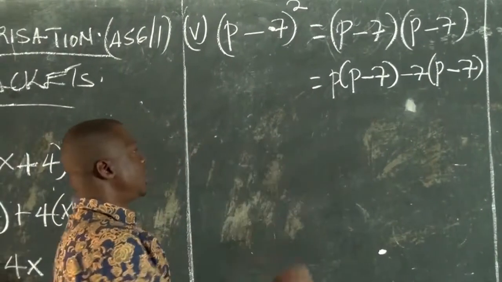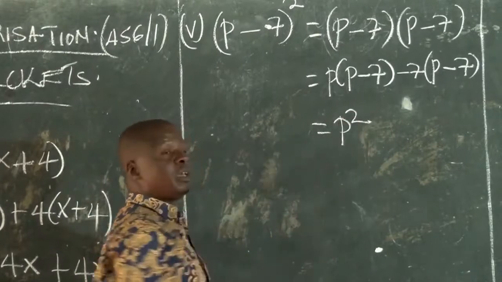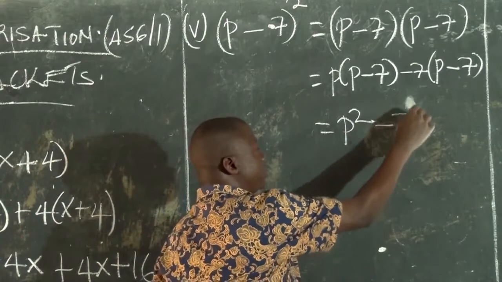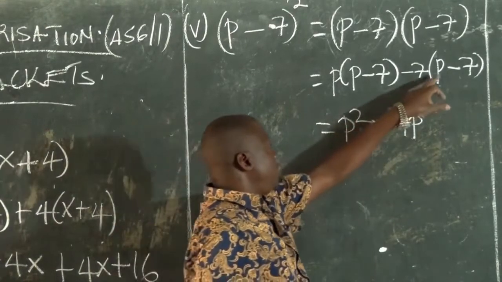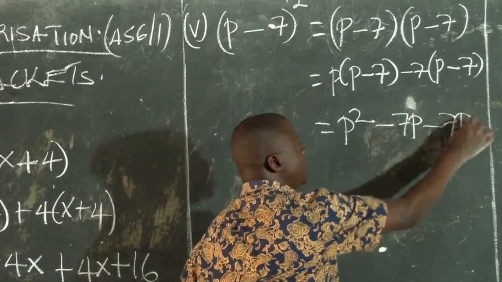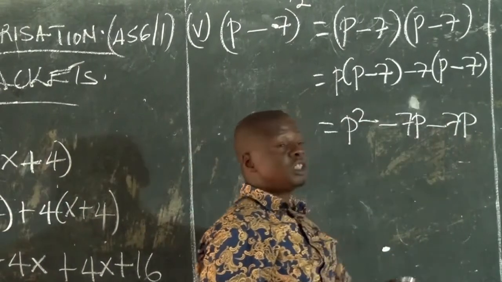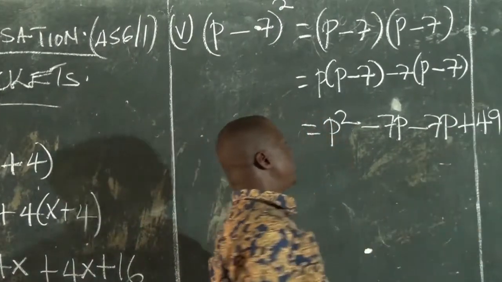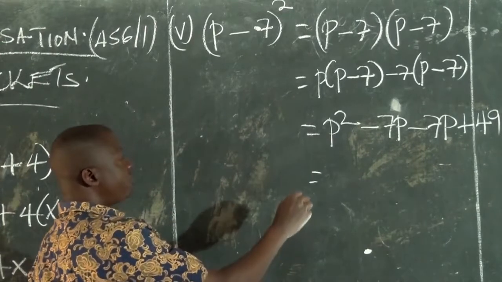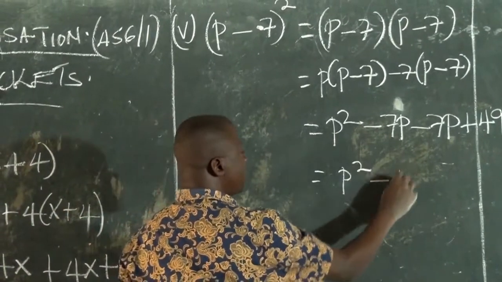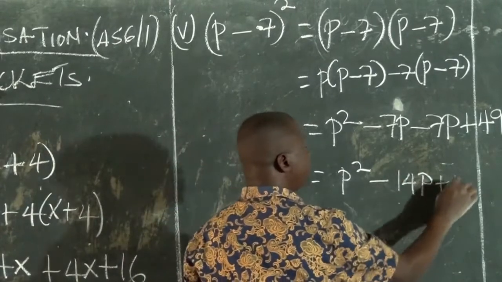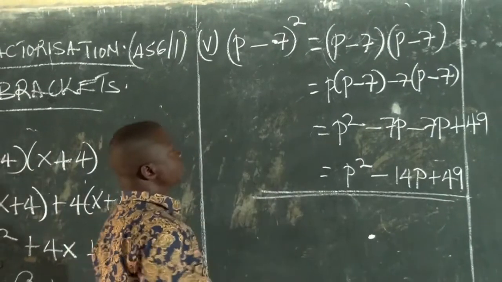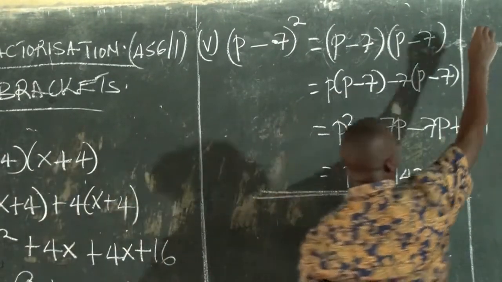Let us open. This one gives the p squared. Then p times negative 7, that is negative 7p. Negative 7 times p, negative 7p. Minus and minus gives a positive, but this one is supposed to be positive 49. And we shall have p squared minus 14p plus 49. This is our answer.